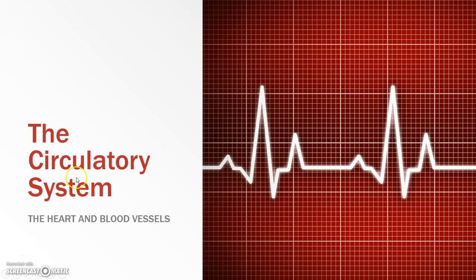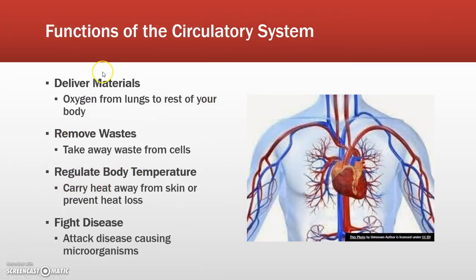Okay, so today we're going to talk about the circulatory system or cardiovascular system, specifically the heart and blood vessels. So the circulatory system has four basic functions, and the first is to deliver materials. So it delivers oxygen from your lungs to the rest of your body. It also can deliver other things such as chemical markers or messenger chemicals, things like that.